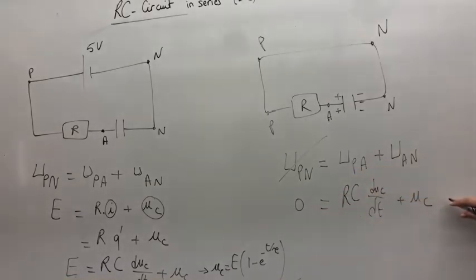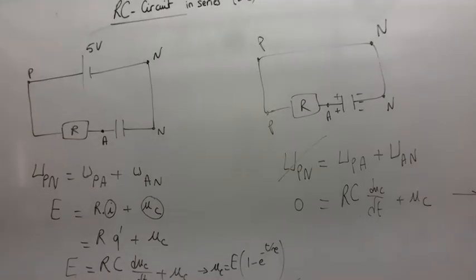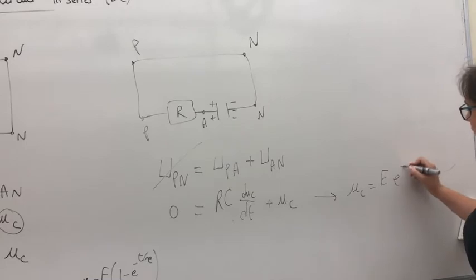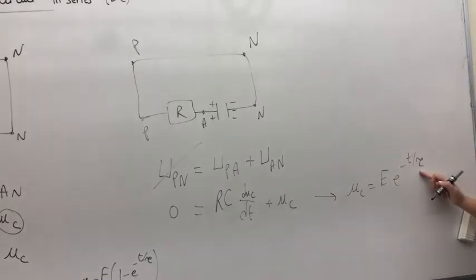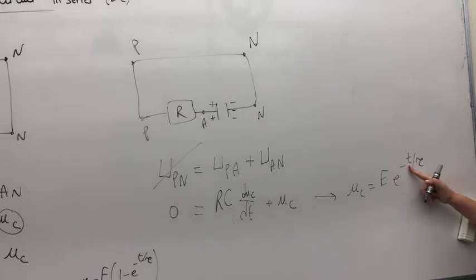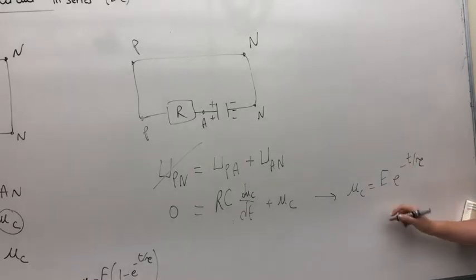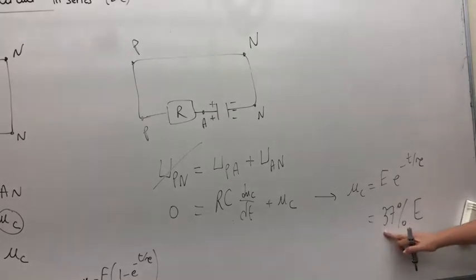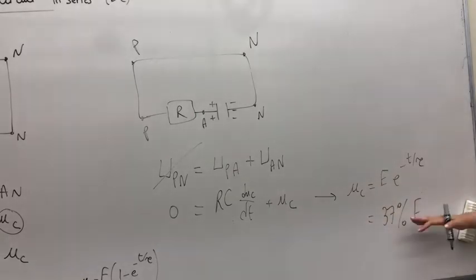This differential equation is different from that one. Its solution, for mathematical reasons, is UC equals E times exponential of minus T over tau. There is no 1 minus, because this one is decreasing during discharge. After 1 tau, if you replace your variable T by 1 tau, you will see that UC is 37% of E. If you want the opposite, 63%, it's because the remaining UC went from 100% to 37%, so the difference is 63%, and the remaining is 37% of E.